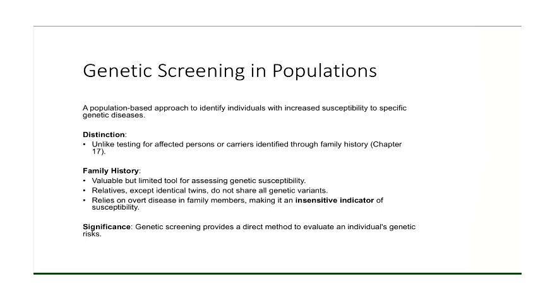It provides only indirect insights into genetic susceptibility, as relatives, except for identical twins, do not share all genetic variants. Additionally, family history relies on the presence of overt disease in relatives, making it an insensitive indicator for identifying genetic risk. The significance of population-based genetic screening lies in its ability to directly and comprehensively evaluate an individual's genetic risks, independent of family history, offering a more precise approach to understanding genetic predisposition to disease.